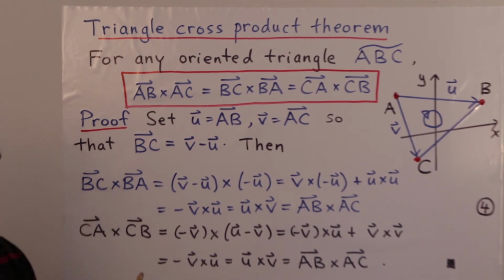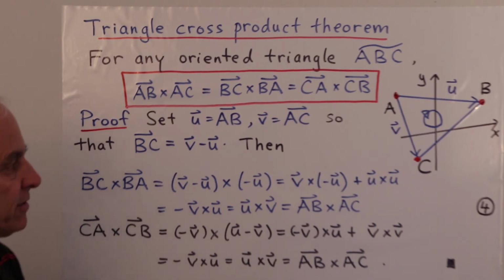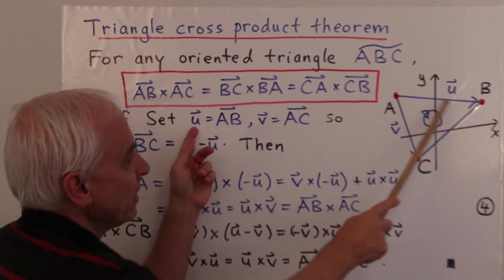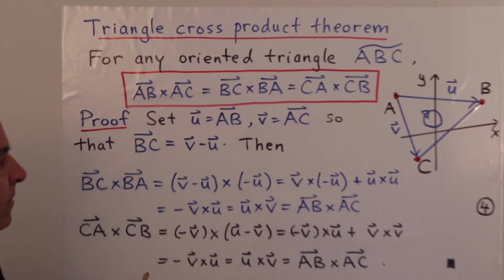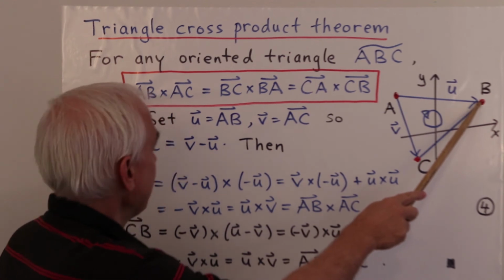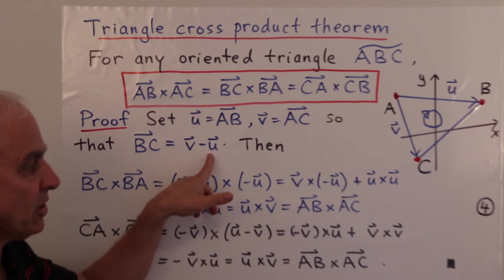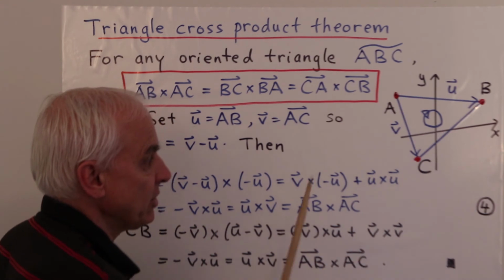Okay, so let's prove this. We're going to prove it by setting up some vectors and using the vector linear algebraic properties of the cross product. So let's set the vector AB to be U. Let's call that U. And the vector AC will be V. Then the third vector that we're going to be using is the vector, say, BC, going from B to C. And that's going to be V minus U. Let's just check to make sure that we believe that. So this is V minus U.